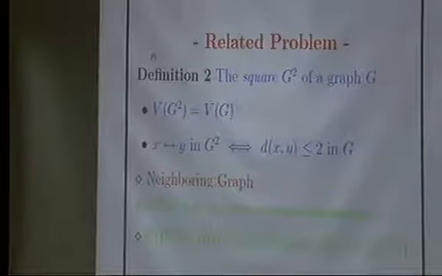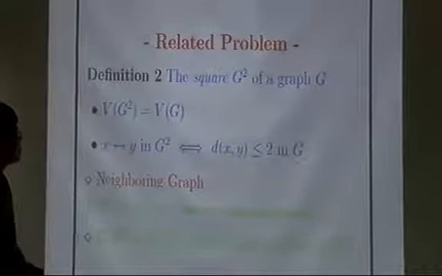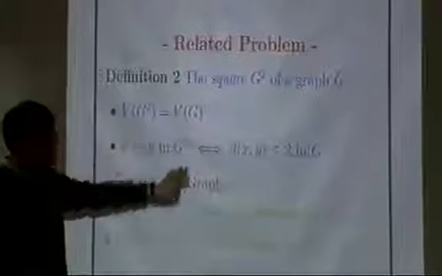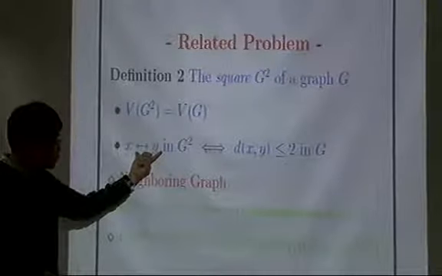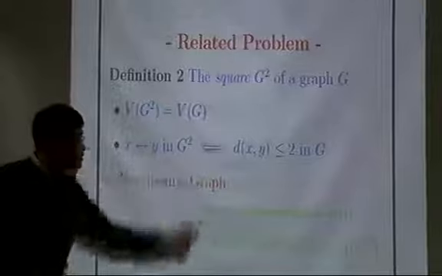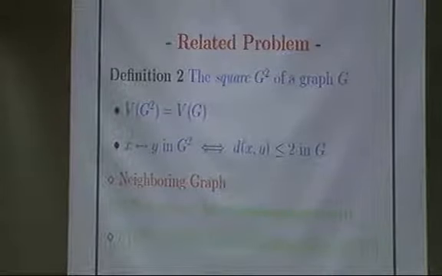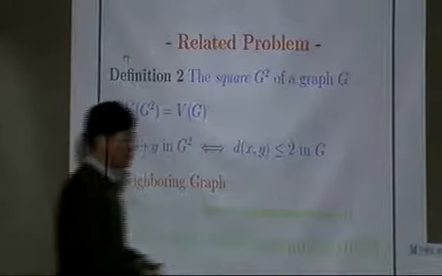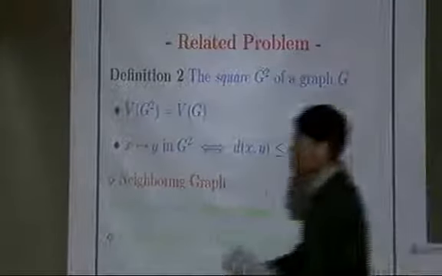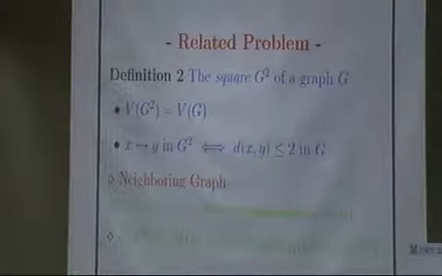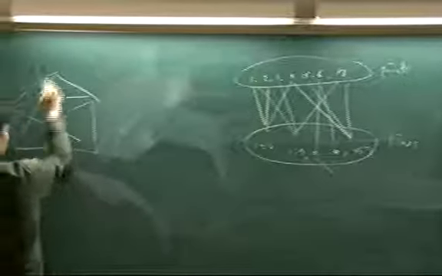And then let me introduce some related problem with this. So there's the square of a graph. What is the square of a graph? It has the same vertex set, and two vertices are adjacent if their distance in G is at most 2. So this graph can become everything is adjacent.